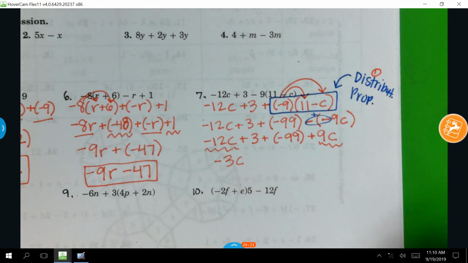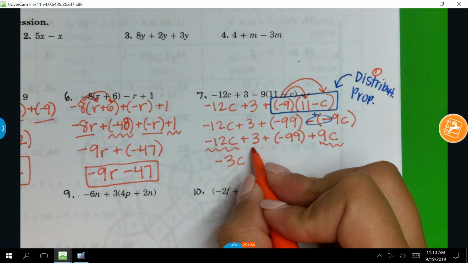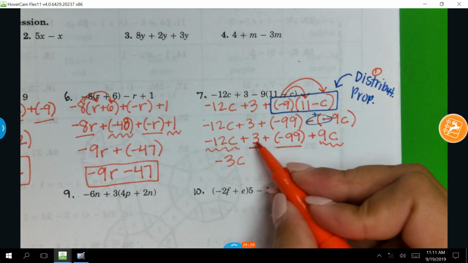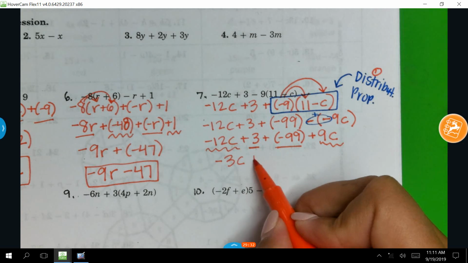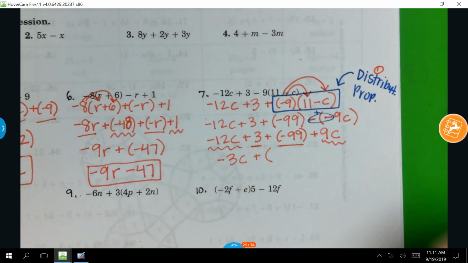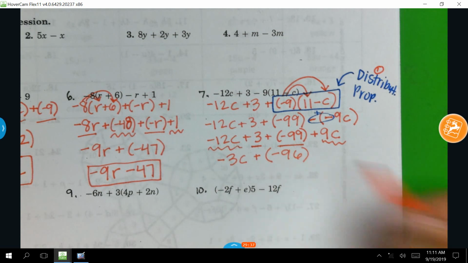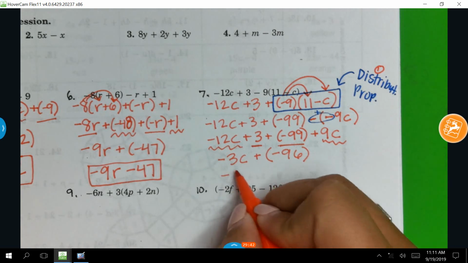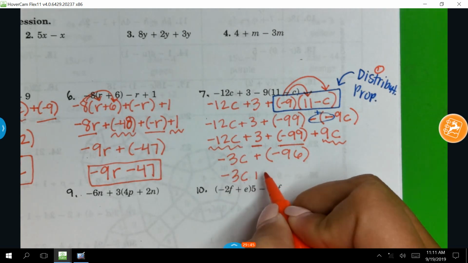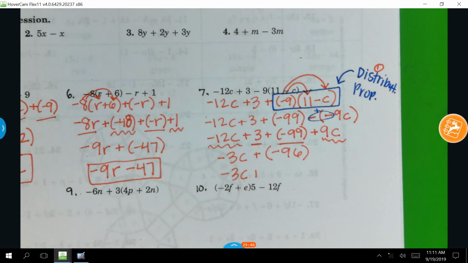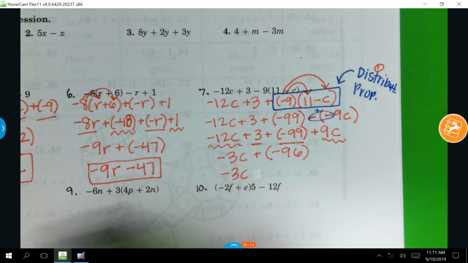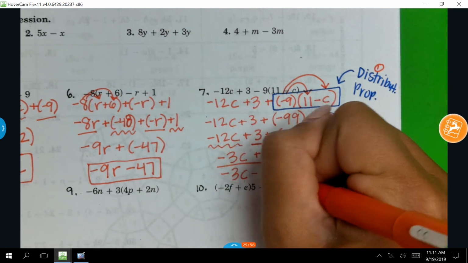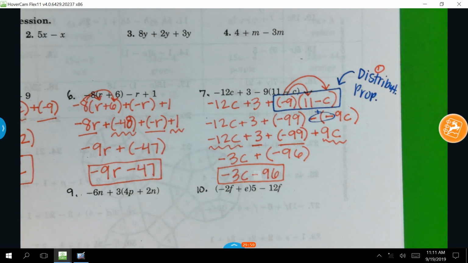Okay. And then what else can I combine? The 3 and the negative 99. So what is 3 plus negative 99? Negative 96. So I've got negative 3c plus negative 96, which is actually negative 3c minus 96. Are we good?